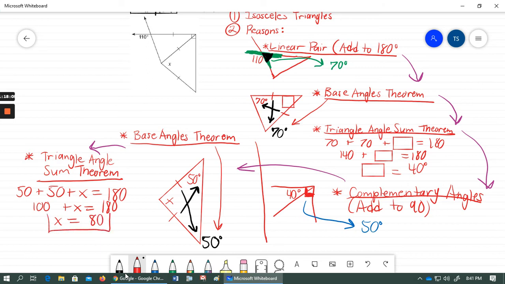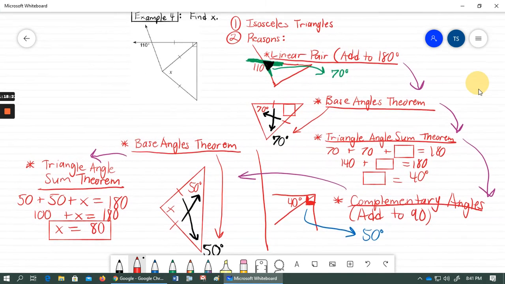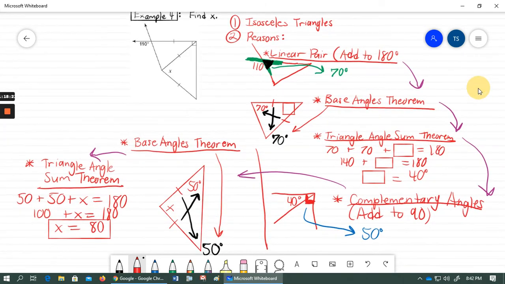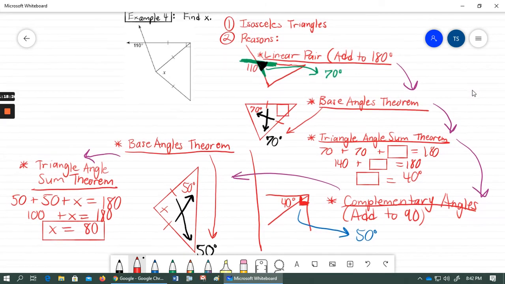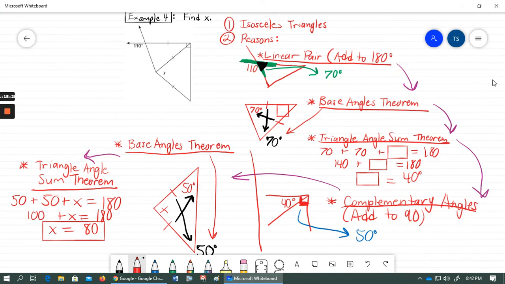All right, so folks, we did all of that so that we can figure out what x is. We had to do all of that in order to figure out what x is. So again, I'm not doing anything that's not necessary. Okay, trust me. All right. So that is example 4.